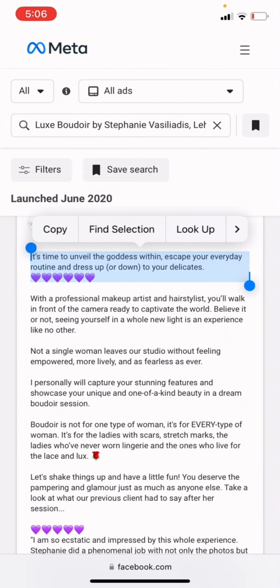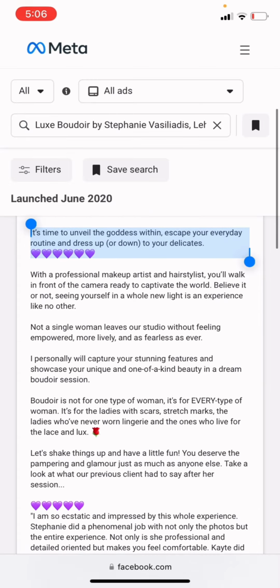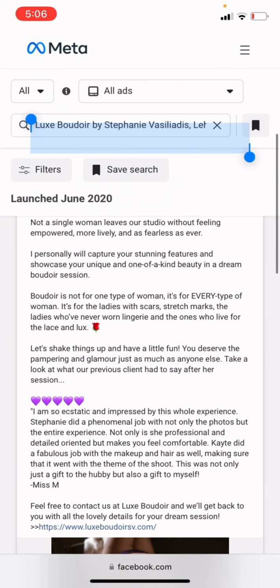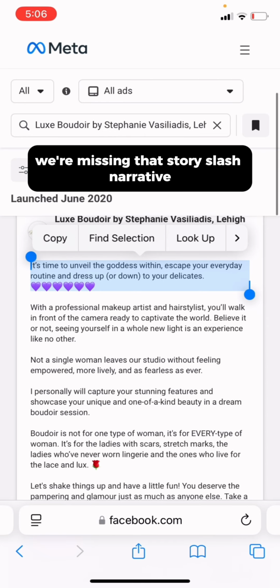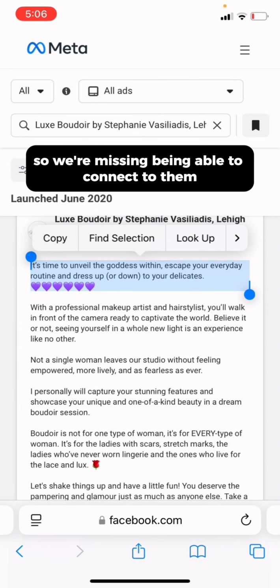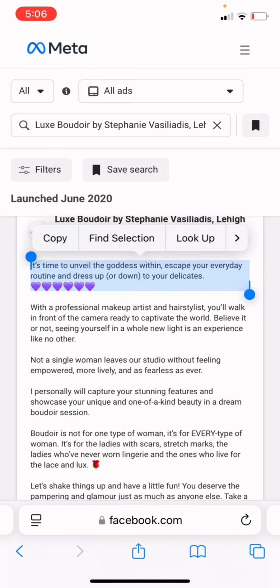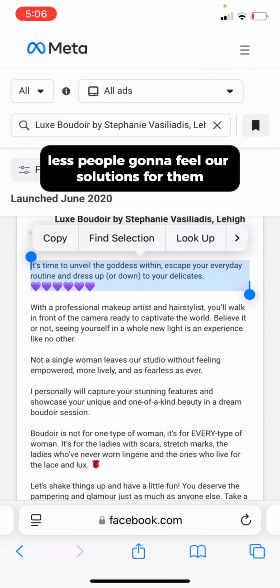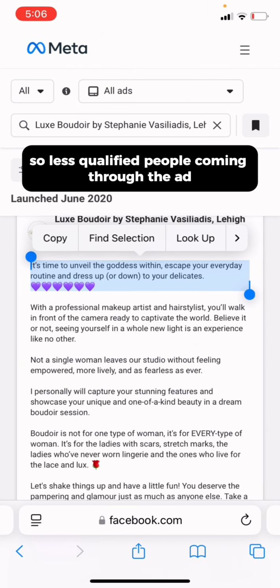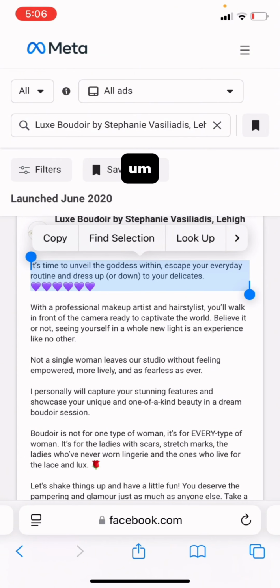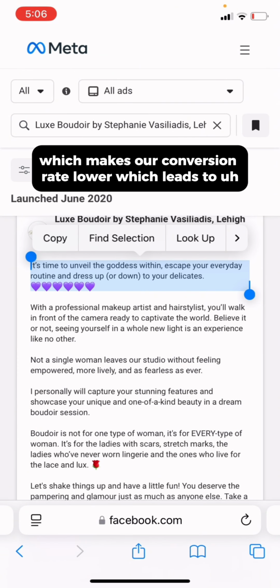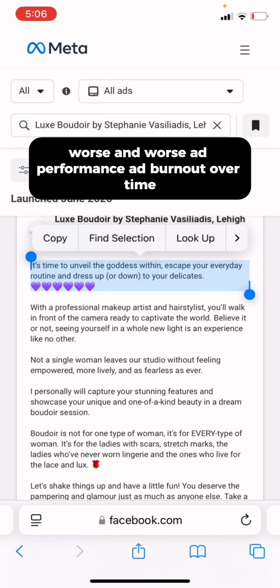Let's see. All right, so yeah, we're missing that story slash narrative. So we're missing being able to connect with them, which is going to mean less people are going to feel our solutions for them, so less qualified people coming through the ad, which makes our conversion rate lower, which leads to worse and worse ad performance, ad burnout over time.